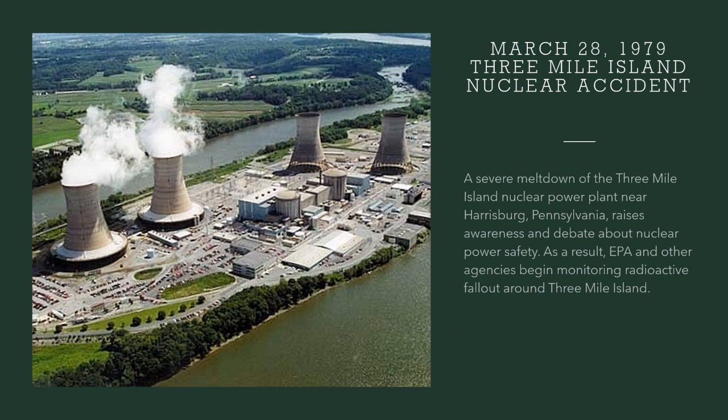Here we have another incident, the 3 Mile Island nuclear accident. The severe meltdown at 3 Mile Island nuclear power plant in Pennsylvania raised concerns in the United States over using nuclear power for energy. The EPA assisted the Nuclear Regulatory Agency in mitigating this and developing laws in the future to safeguard such incidents like this.